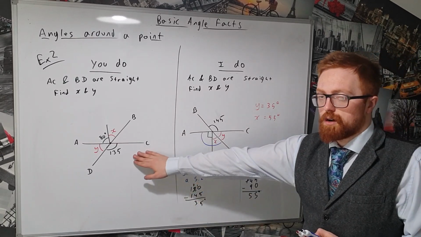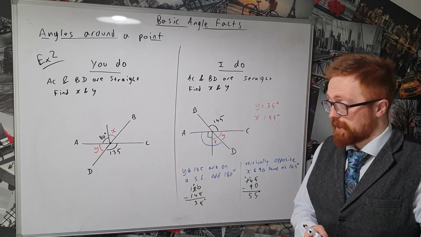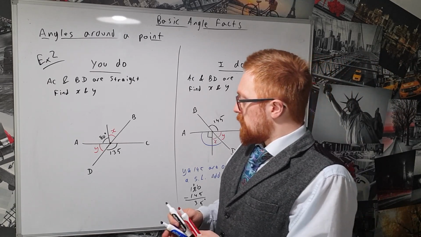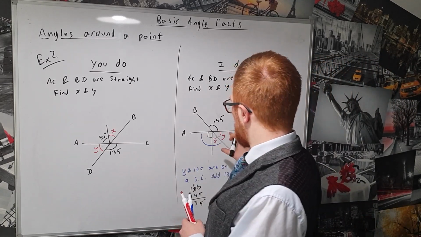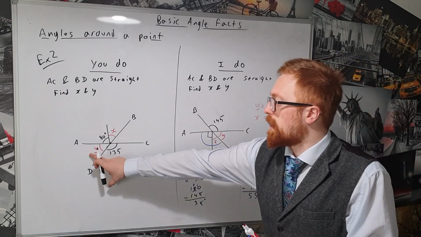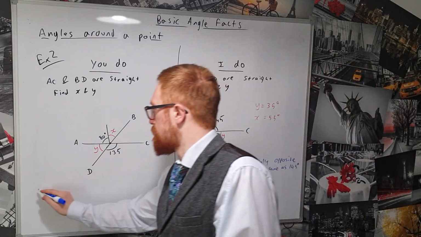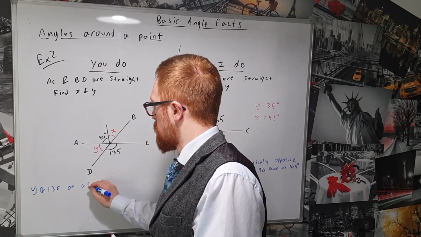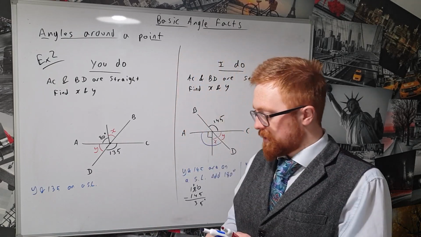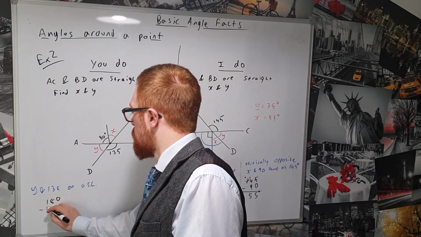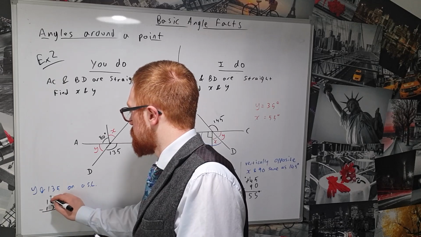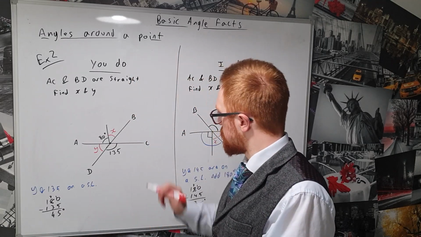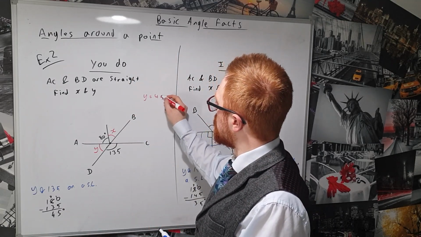So if you need to finish this question off, now's a good time to pause the video because I'm going through the answers to that now. Okay. So here, very similar to how we started off over here, Y and 135 are on a straight line. So they must add up to 180. So we do 180, take away the 135, and we get 45 degrees. So Y is equal to 45 degrees.